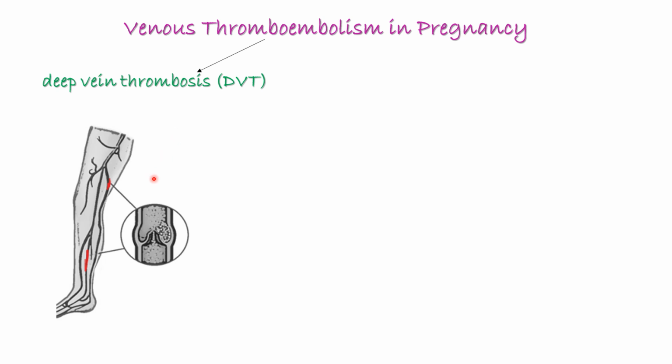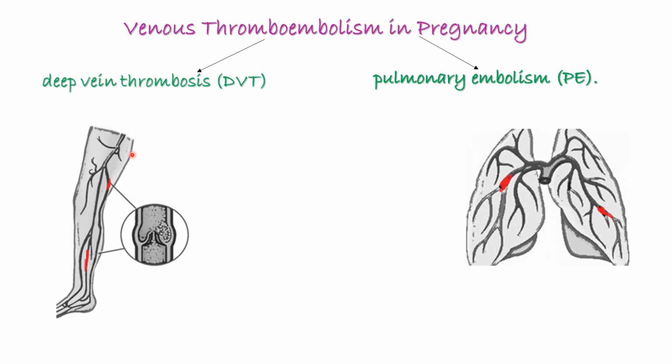So let's begin. We're going to start with the definition of venous thromboembolism in pregnancy. Just from the name, venous means in the vein, and thromboembolism is the presence of a blood clot, and then in pregnancy. Under the umbrella of venous thromboembolism, we have two common things. The first one is deep venous thrombosis, which is when you have a clot in one of the deep veins. And pulmonary embolism is when you have the presence of a clot in the lungs.